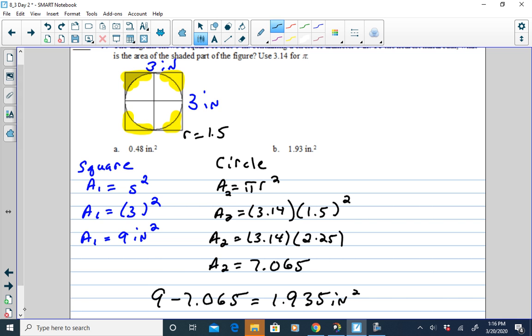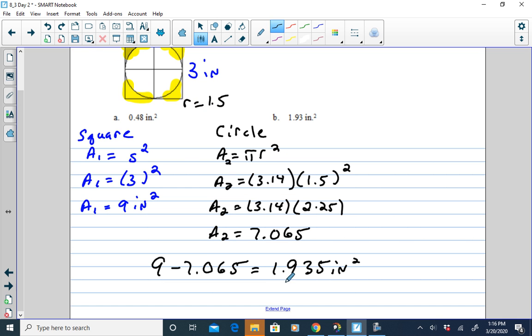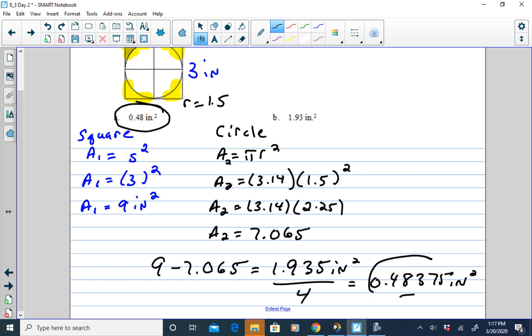What do you think? Yeah, we're going to have to divide that by 4. So when we divide that by 4, that's where we wind up with the 0.48375. Those are square inches. We round that to the nearest tenth, and that's where we get answer A when we round to the nearest tenth, because we have to divide that by 4.